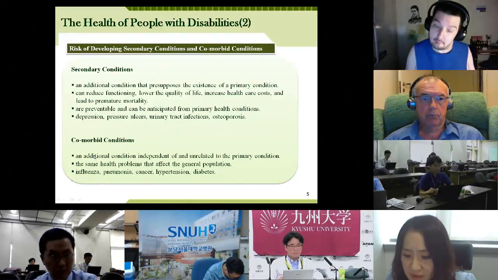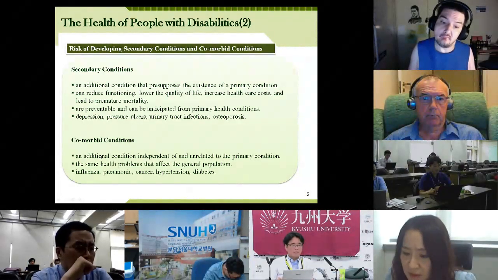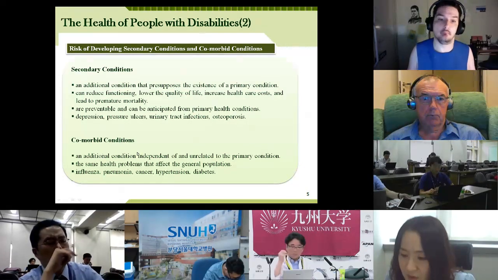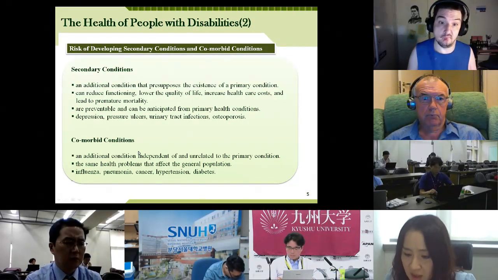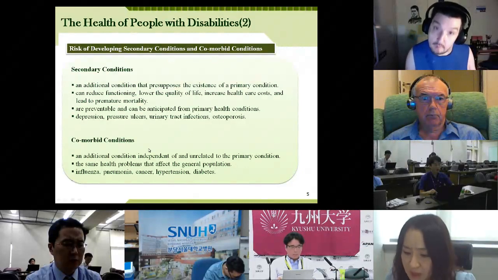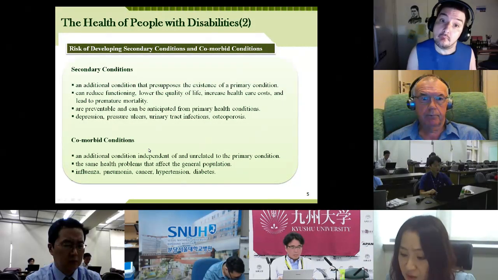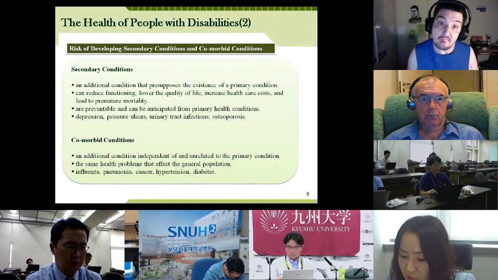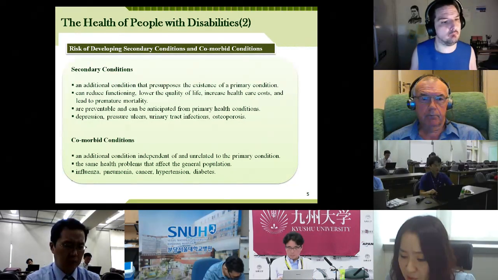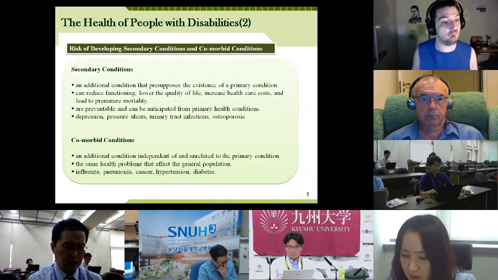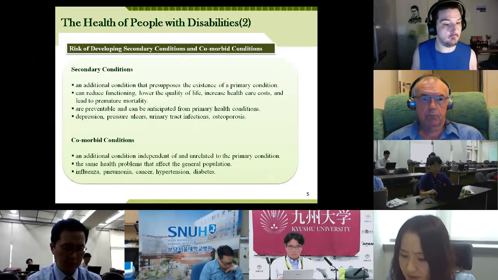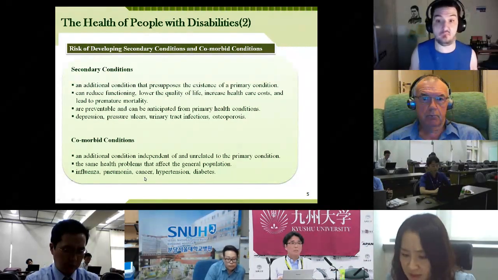And a comorbid condition is an additional condition independent of and unrelated to the primary condition. It is the same problem that affects the general population. The detection and treatment of comorbid conditions are often not well managed for people with disabilities and can have an adverse effect on their health. Examples of comorbid conditions include influenza, pneumonia, cancer, hypertension, and diabetes.